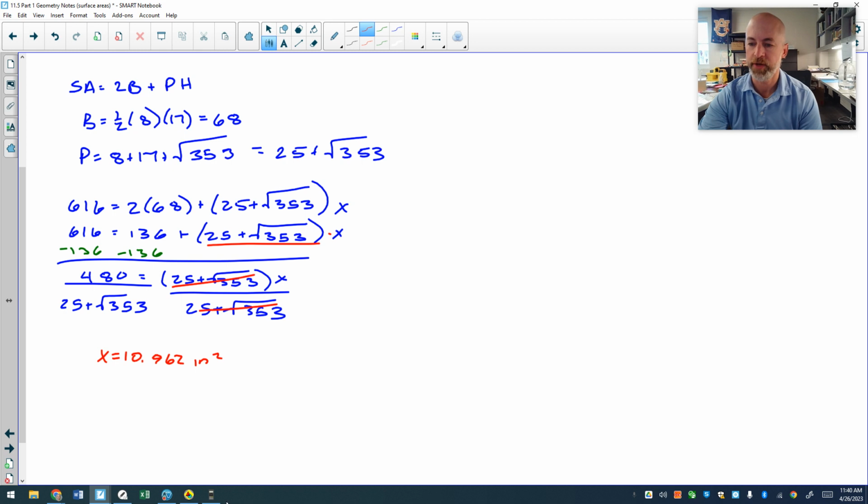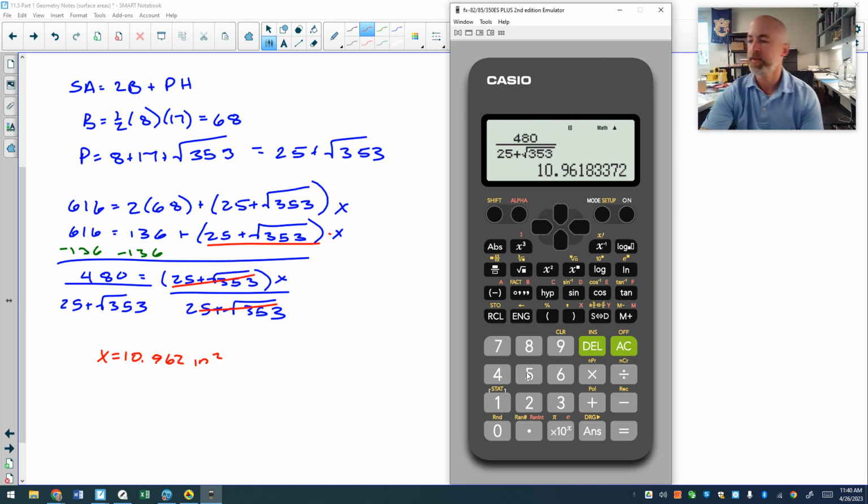If you do not have a calculator with a nice, clean top-bottom fraction, then you would have to make sure that when you do 480 divided by the stuff, you must remember to put that stuff in parentheses, 25 plus root 353. Close the parentheses. Get out of my square root. You need to make sure that you are dividing by the entire sum of those two, and you will get the same thing. If you don't leave those parentheses, it'll do 480 divided by 25, find that quotient, then it'll add the square root, and it will be wrong.